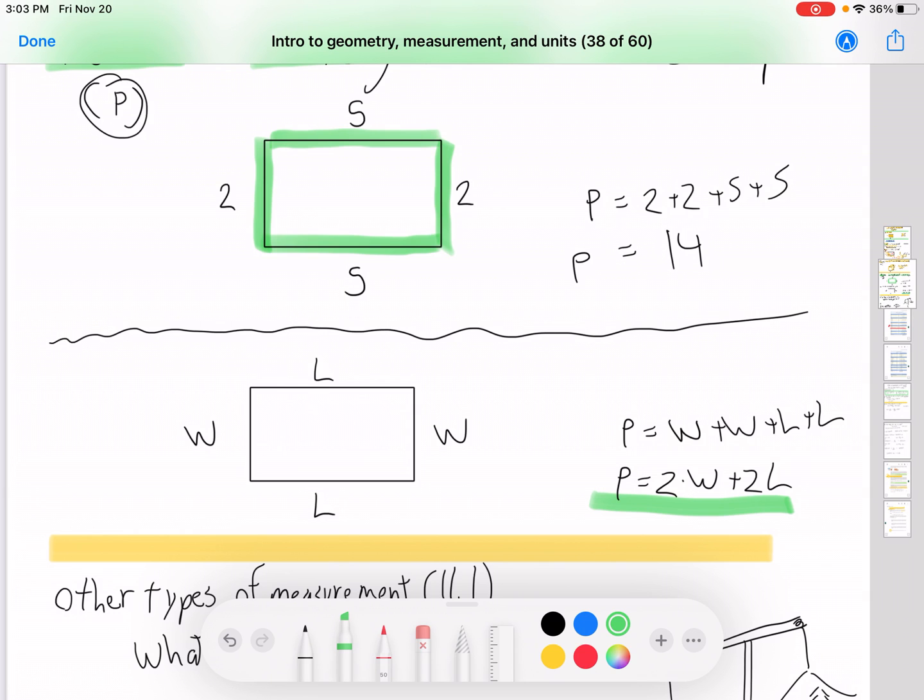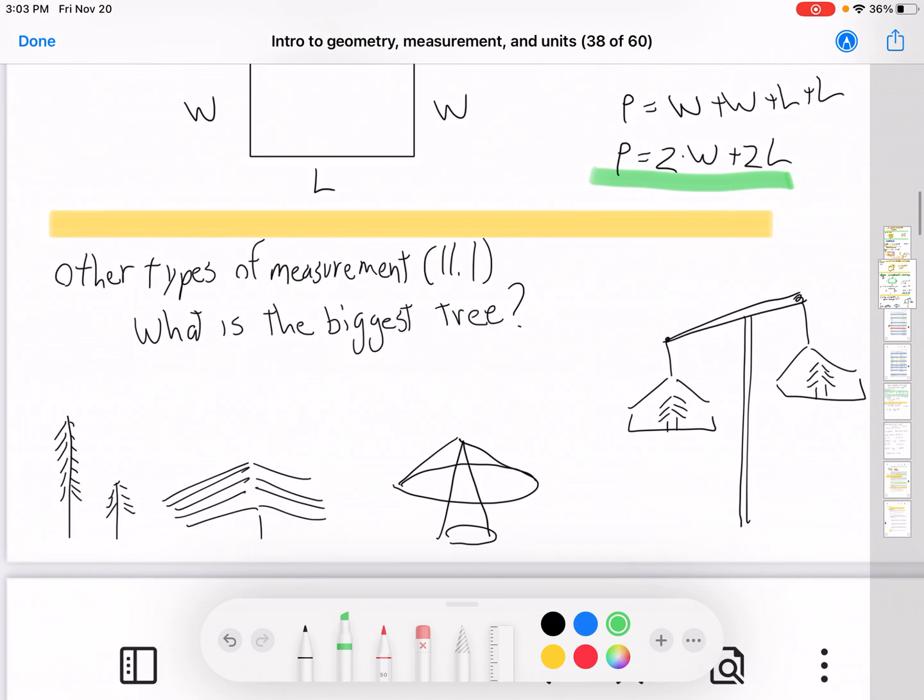It's only for rectangles. And we will get into other area and perimeter formulas as we move forward this week. Okay, other types of measurements, because so far we just talked about length, area, volume. But in 11.1 of our book, they ask the question, what is the biggest tree in the world?